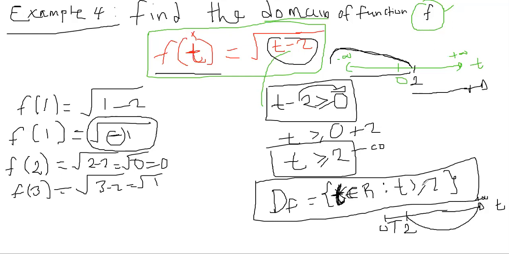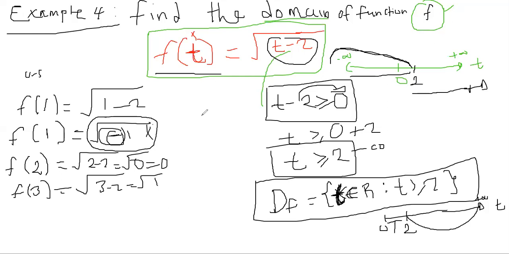So any number that is less than 2 will make the function undefined. That is, it will make you take a square root of a negative number, which is not allowed. If you take 1, or even 0.5, it will lead to a negative number. And that negative number, you're going to take a square root of a negative number.